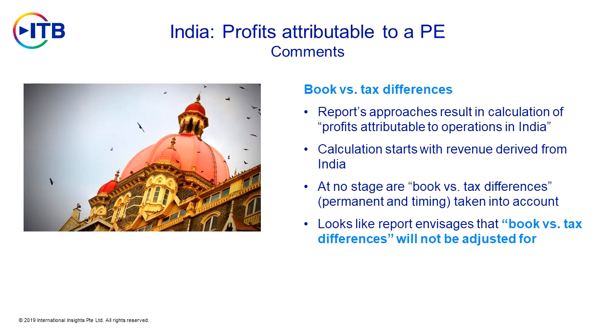The report's approaches result in the calculation of profits attributable to operations in India. The calculation starts with revenue derived from India. At no stage do the book versus tax differences, both permanent and timing, in the Indian income tax law get taken into account. So it looks like the report envisages that book versus tax differences will not be adjusted for.